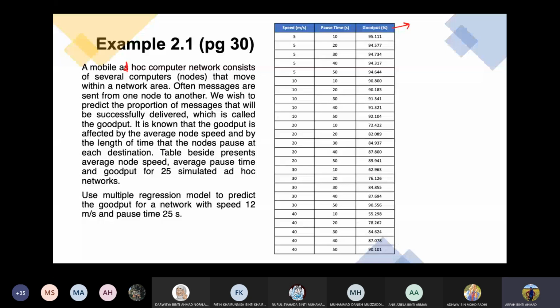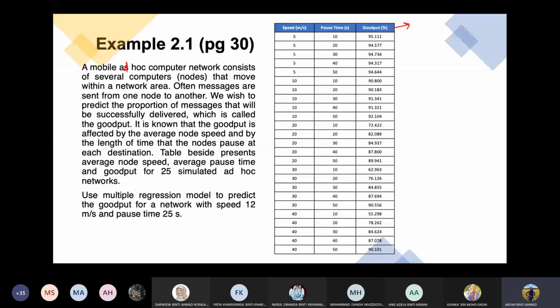okay. So it is known that good put is affected by the average node speed. So antara faktor yang mempengaruhi kejayaan sesuatu message dihantar within the networks of computer networks adalah berdasarkan speed, node speed dan juga pass time. So meaning that daripada sini good put dipengaruhi oleh speed dan juga pass time. So dia buat eksperimen dan data kat dalam eksperimen adalah as in here. Okay, ada 25 number of data.